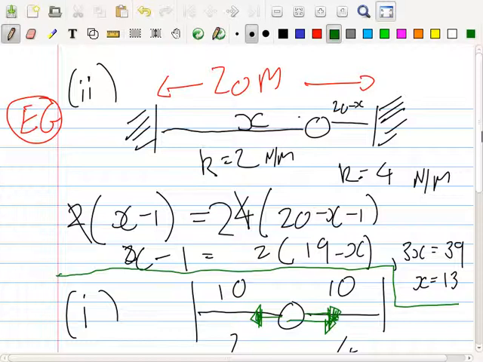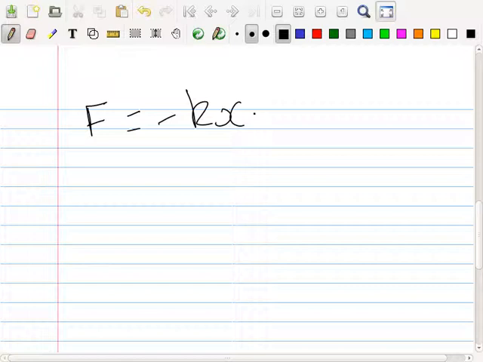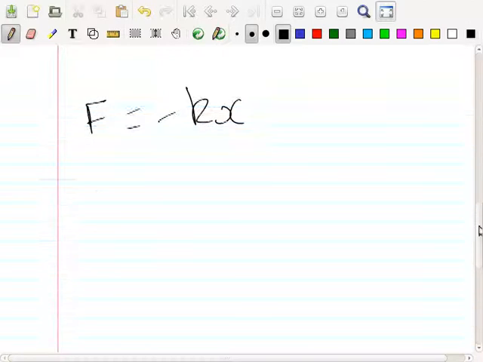Now, so far, we have just calculated the force. What's the formula for force? F equals minus kx. But now we want to calculate the position, the velocity, the acceleration, all these things. So is F equal to mv squared over r? Maybe, maybe not. We'll have to look.